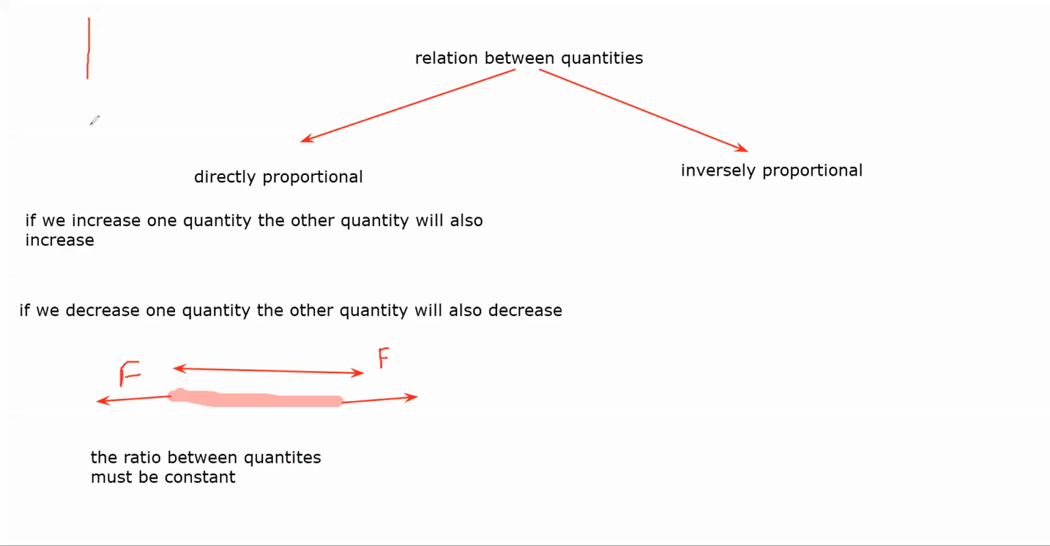Example, if I am saying I have two quantities, one is a force, and another one is a change in the length. Change in the length means extension. Force was 10, extension was 2, force is 20, extension is 4, force is 40, extension is 8 here.